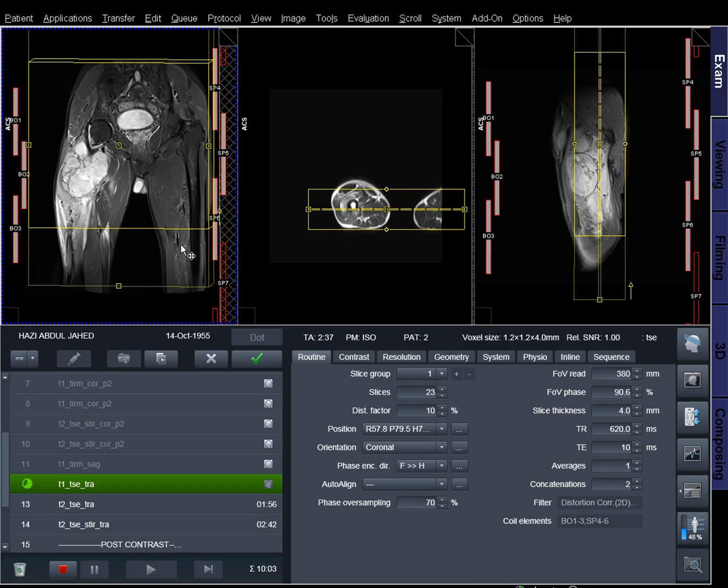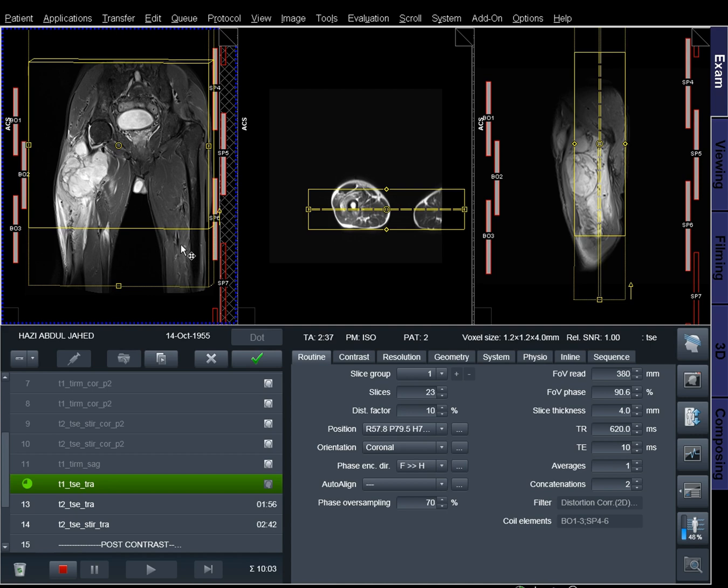Offer earplugs or headphones, possibly with music, for extra comfort. Properly explain the procedure to the patient. Instruct the patient to keep still. Note the weight of the patient.